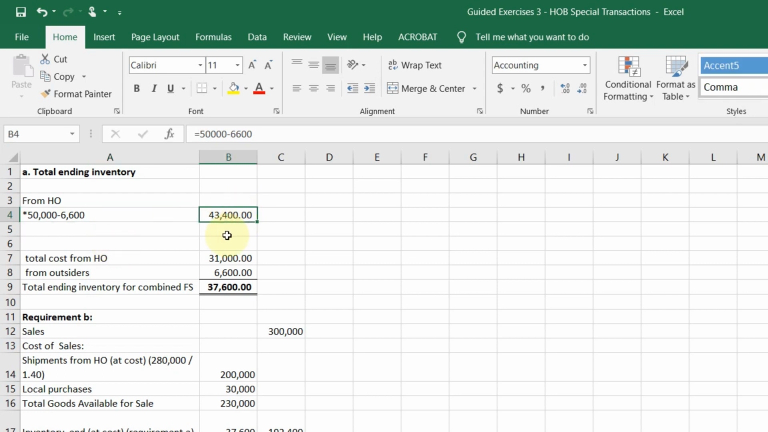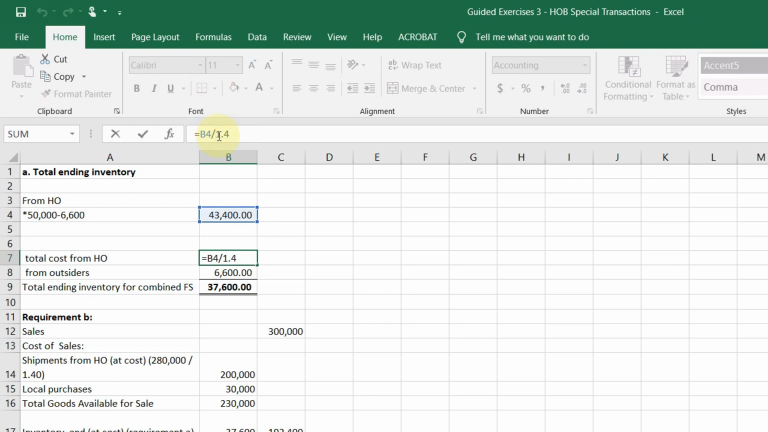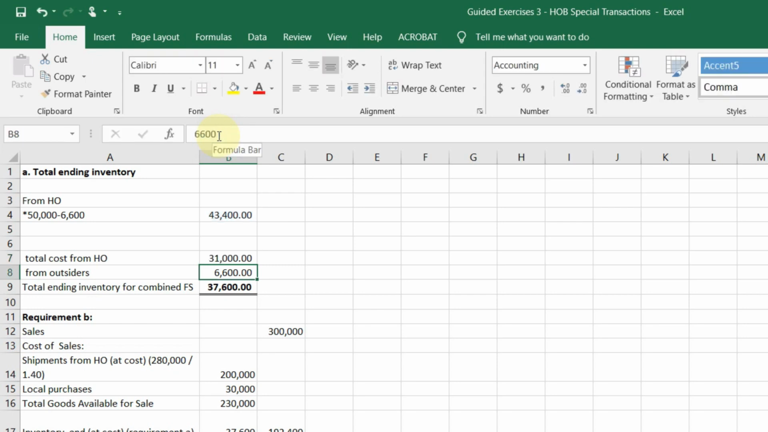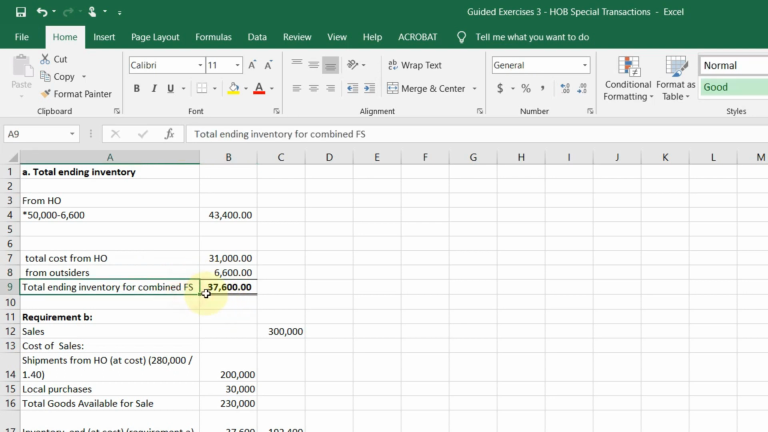Okay, so the total cost from HO ay, wait, nasaan computation ko? Yan. So tanggalin natin yung kanyang markup. Okay, you divide 43,400 by 140%, which is the billing rate of the HO. Okay, so you'll get 31,000. Okay, now you add ngayon yung from outsiders na tinanggal natin kanina na 6,600. Then you have total inventory ending for combined FS na 37,600.